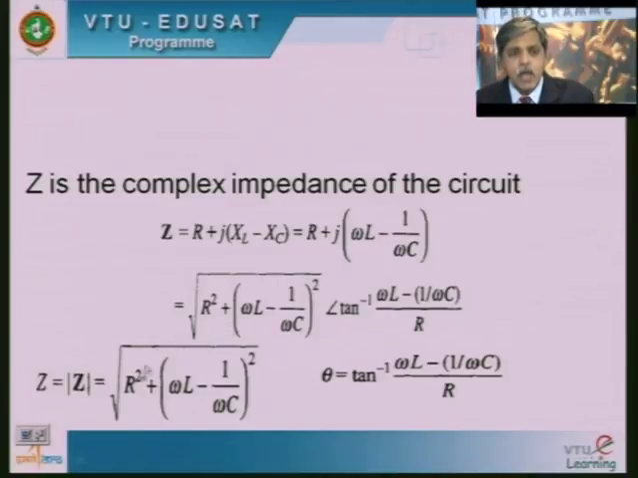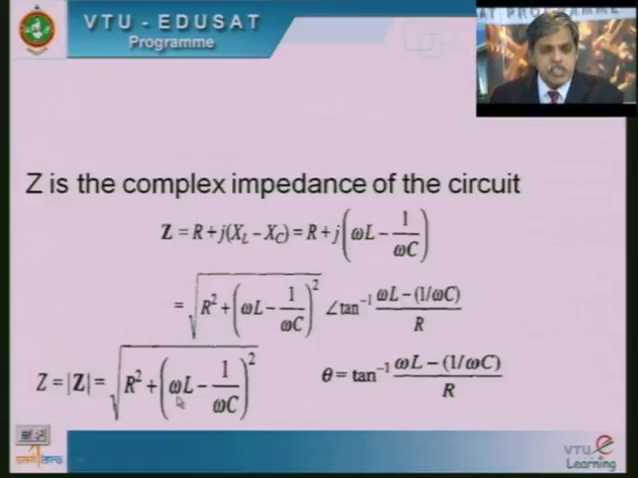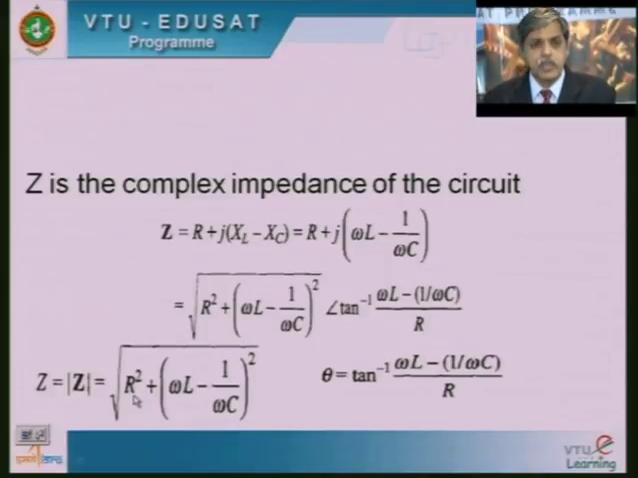You can see here the magnitude of the impedance is a function of frequency, inductance and capacitance. Of course, it also depends on the value of R. So for a constant value of R, the impedance depends upon the frequency, inductance value and capacitance also. Similarly, the angle also depends upon the frequency, L, C and R. Out of these parameters, that is R, omega, L and C, any one parameter can be variable. Suppose the frequency is varying.